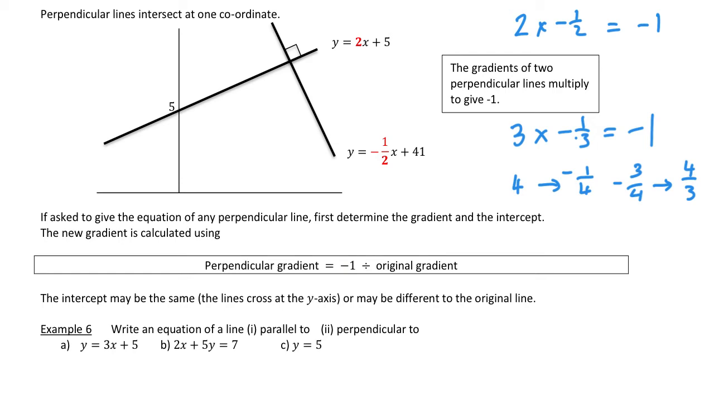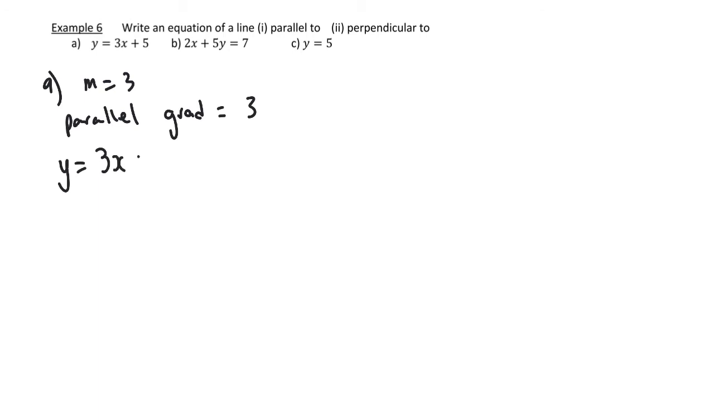So let's look at this example. Write an equation of a line parallel to and perpendicular to these lines. Let's look at part A. The gradient is 3, and a parallel gradient is also going to be 3. So the parallel line will have the form y equals 3x plus anything. So plus 1, plus 2, plus 3, plus anything other than 5. And remember, we could have had y equals 3x also, and that would have been fine.